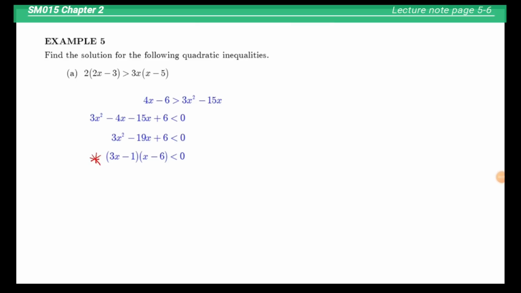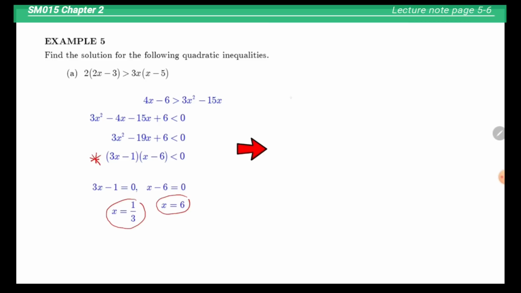We need the left-hand side to be in factor form so that we can find the critical numbers. Critical numbers can be found by solving the factors on the left-hand side equal to 0. So we have 3x minus 1 equal to 0 and x minus 6 equal to 0. So x equals 1 over 3 and x equals 6. These two critical numbers, we need to put them on our number line so that we can draw the quadratic graph.